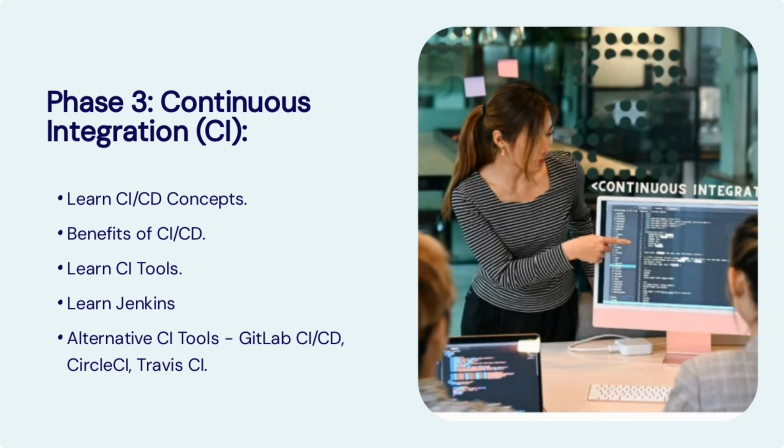In phase 3, continuous integration, CI, you need to learn CI/CD concepts and the benefits of CI/CD. Additionally, you need to explore CI tools and specifically focus on learning Jenkins. You will also discover alternative CI tools such as GitLab CI/CD, CircleCI, and Travis CI. You need to have strong knowledge of all these concepts and tools, and understand them thoroughly.